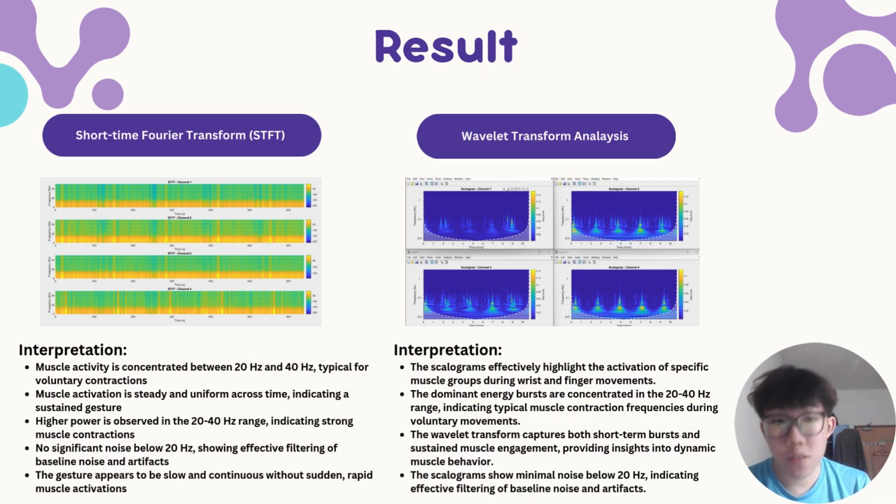So for the wavelet transform analysis, the scaleogram effectively highlights the activation of specific muscle groups during the wrist and finger movement. The dominant energy bursts are concentrated in the 20 to 40 Hz range, indicating typical muscle contraction frequency during voluntary movement. The wavelet transform captures both short-term bursts and sustained muscle engagement, providing insight into dynamic muscle behavior.